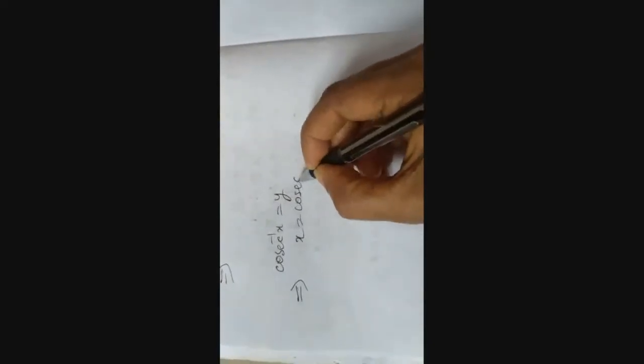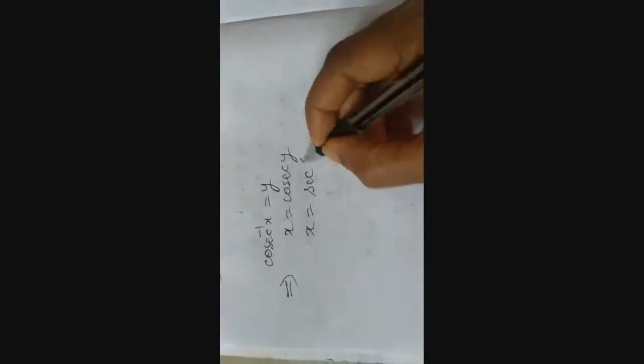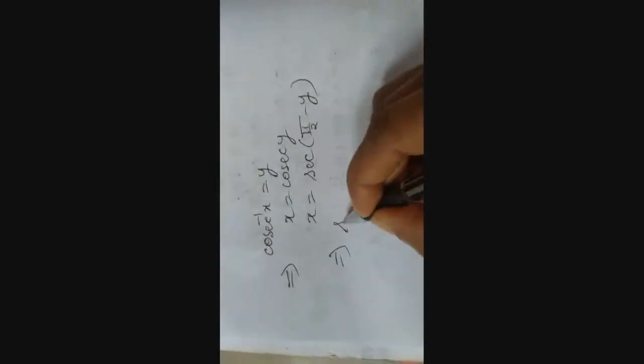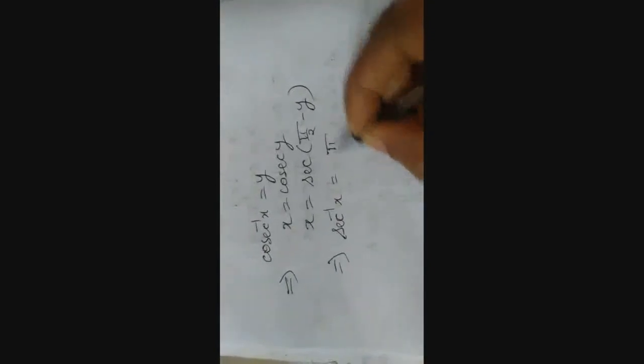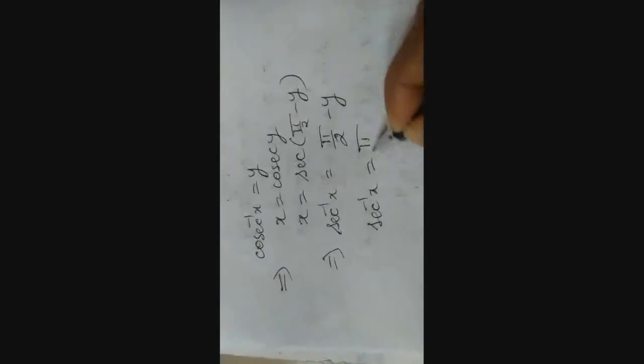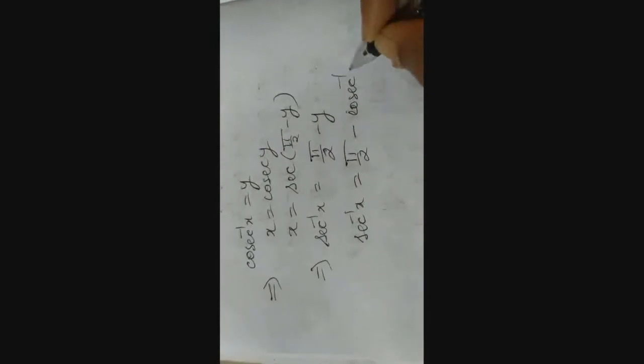It implies x is equal to cosecant y. You know the relationship between cosecant and secant. It is the same as secant of pi by 2 minus y. It implies secant inverse x is equal to pi by 2 minus y. Now secant inverse x is equal to pi by 2 minus y, where y means cosecant inverse x. You have taken in the beginning cosecant inverse x is equal to y. Now bring this term here, it becomes positive. Cosecant inverse x plus secant inverse x is equal to pi by 2. This is the required result.